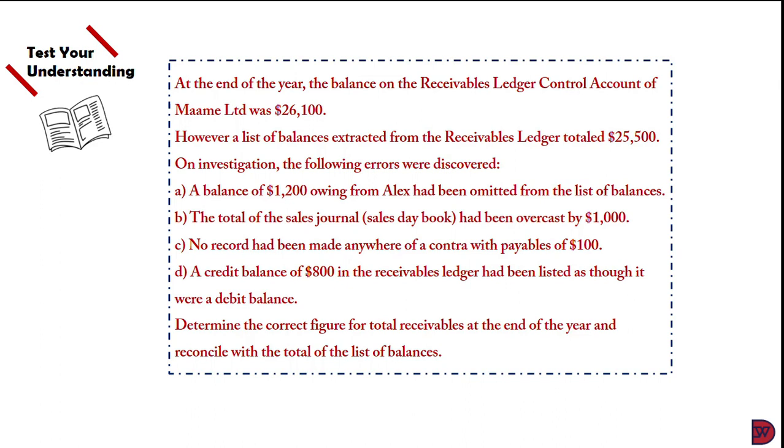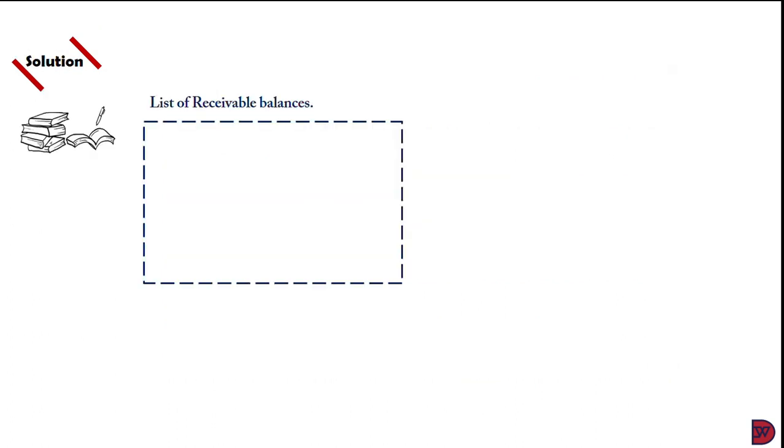So we have to determine the correct figure for the total receivables at the end of the year and reconcile with the total of the list of balances. So for the solution, we deal with the list of balances of the receivables first. So we bring the opening balance, which is the $25,500. Then the Alex omitted balance, we add it. The contra that was missed out, we bring the $100 here.